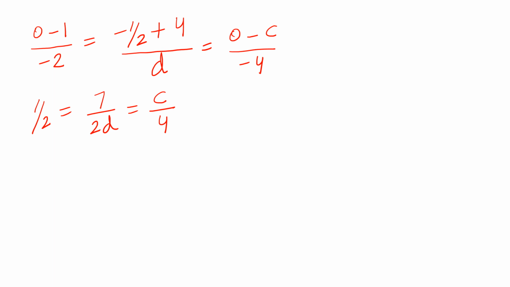Now students, if I compare the first and last term of this equality, I get c equal to 2. And if I compare the first two terms of this equality, I get d equal to 7. Now we have got the values of c and d. Now we move towards finding the values of a and b.